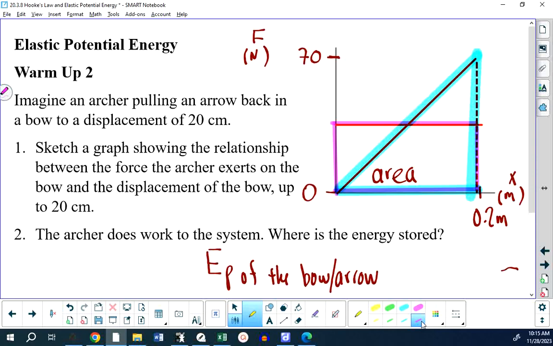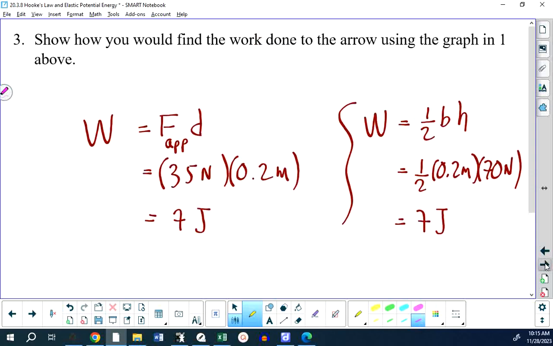Would you also agree, though, that the area of this rectangle is the same as the area of that blue triangle? Because the blue triangle has this extra piece up here, and the rectangle has this extra piece here, and it all balances out. So that's the deeper reasoning of why using 35 newtons works. But once again, I do not want you to think in terms of average applied force. I want you to think in terms of area.